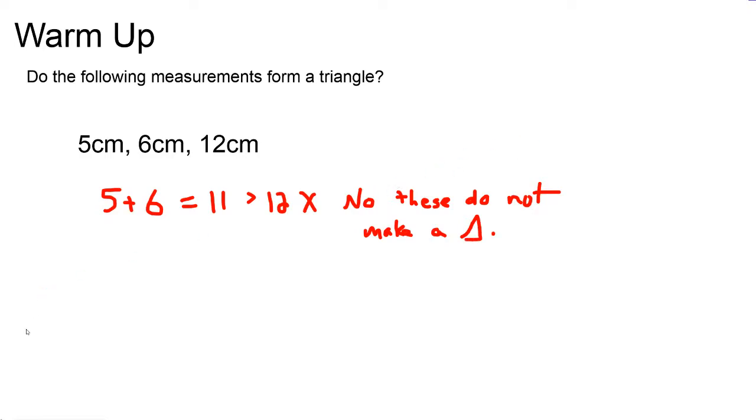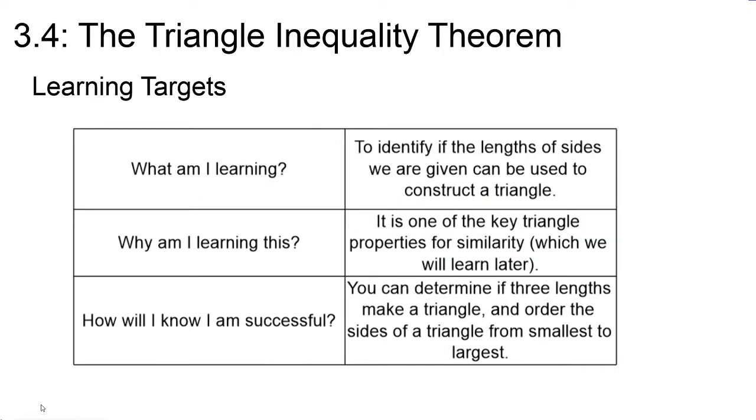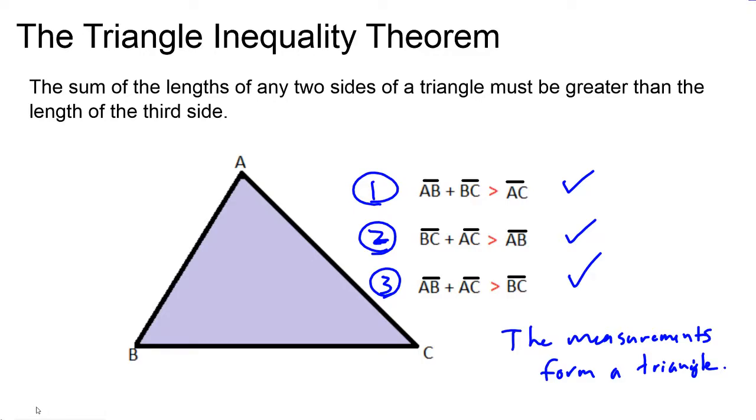All right, so getting into the meat of today. We're going to learn to identify if the length of sides we are given can be used to construct a triangle. This is one of the key properties for similarity, and you can determine if three lengths make a triangle and order the sides of a triangle from smallest to largest. So, first and foremost, the triangle inequality theorem states that the sum of the lengths of any two sides of a triangle must be greater than the length of the third side.